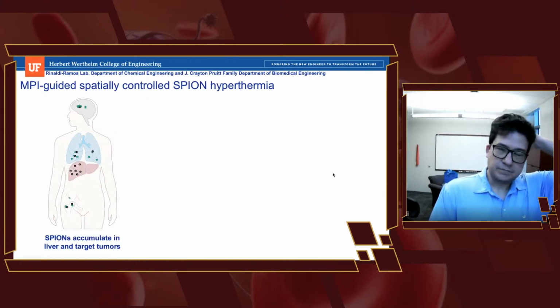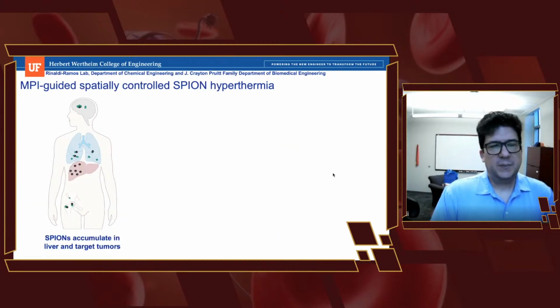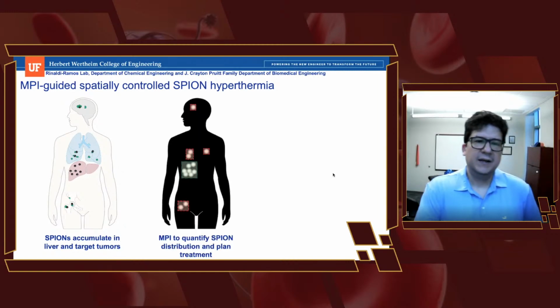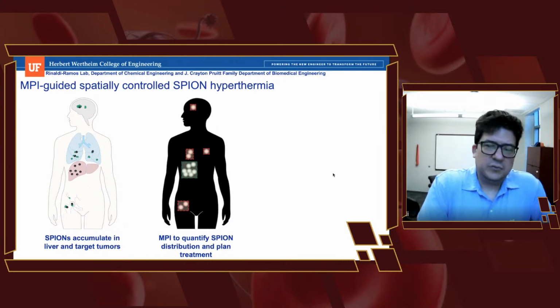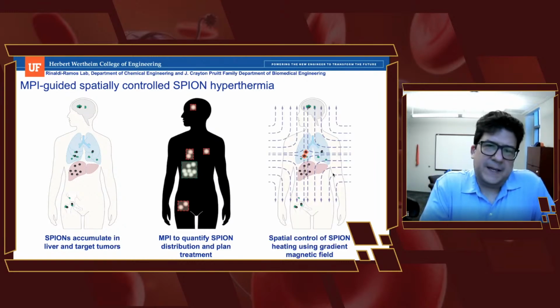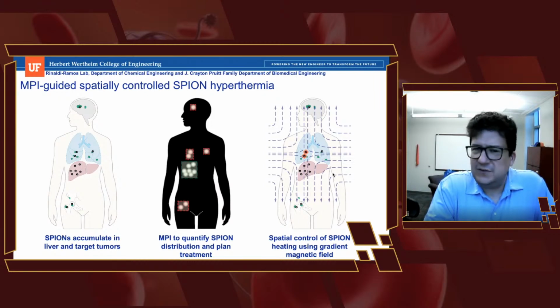So the idea would be that SPIONs accumulate in the liver and target tumors, and we can use MPI to quantify particle distribution and plan treatment, and then follow that up with spatial control of SPION heating to achieve selective heating of particles in the tumor while sparing the liver.